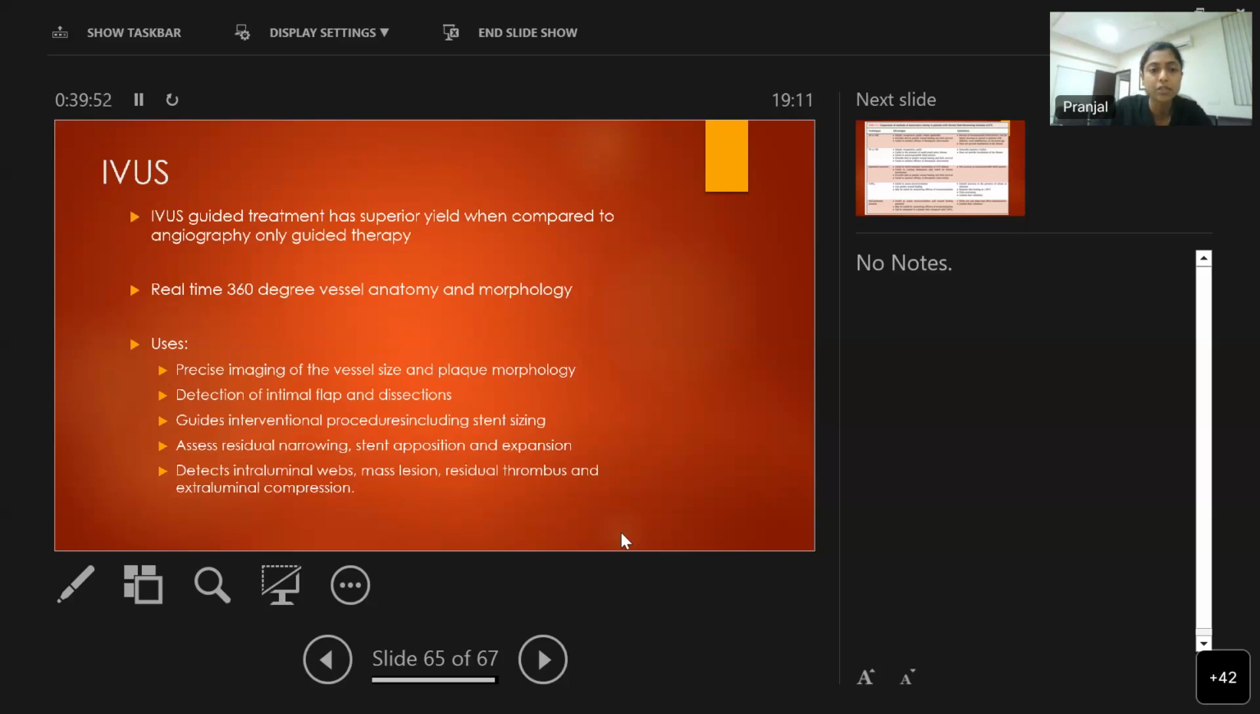It is used in detection of intimal flap and dissection. It guides interventional procedures, including stent sizing. It assesses residual narrowing, stent apposition, and expansion. It detects intraluminal webs, mass lesions, residual thrombus, and extraluminal compression.